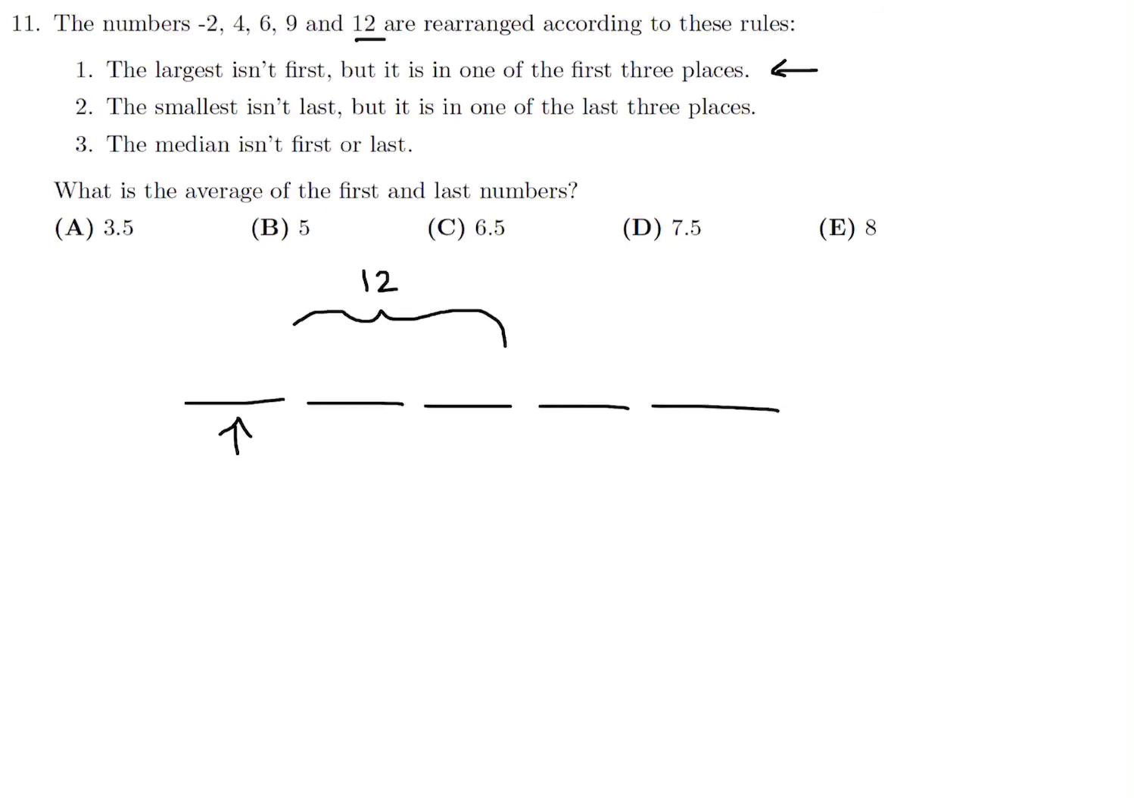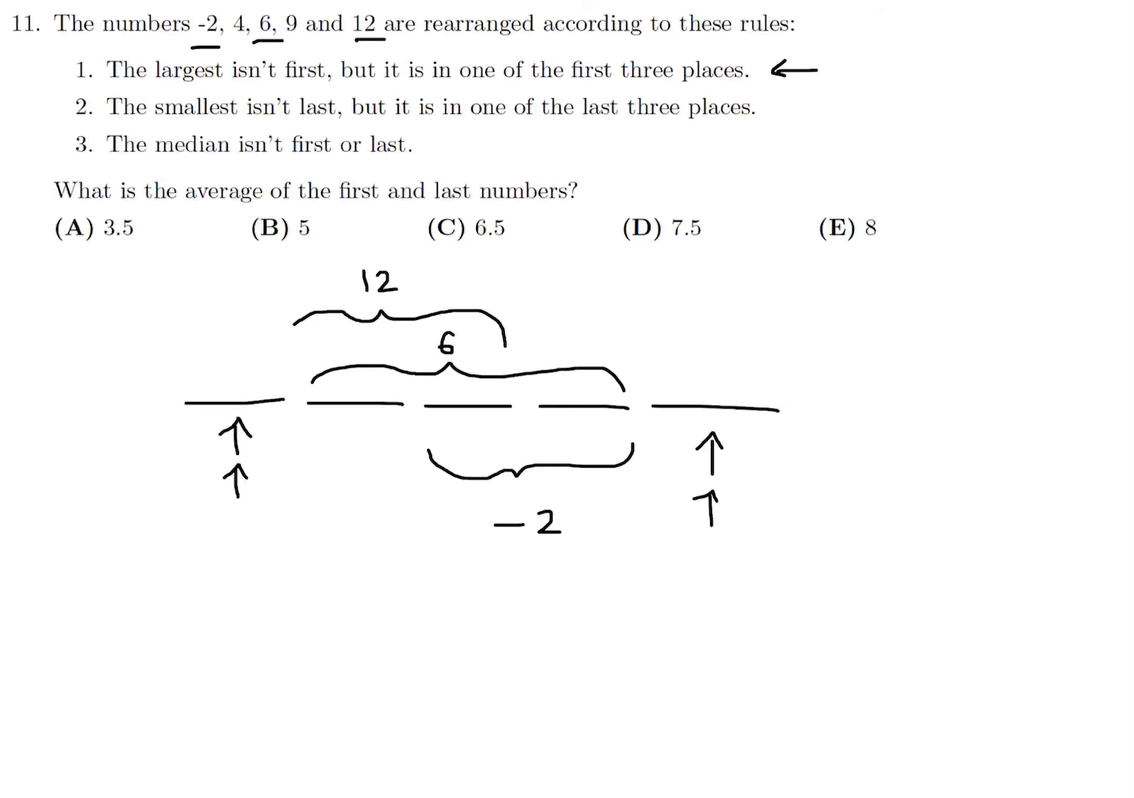The smallest isn't last, but it is in one of the last 3 places. So the smallest is -2. It can't be the last, but it is in one of the last 3 places. So that basically means that the -2 is there. The median isn't first or last. The median is 6. That's the middle value. And it cannot be here and it cannot be there. So it's obviously somewhere in here. 6.